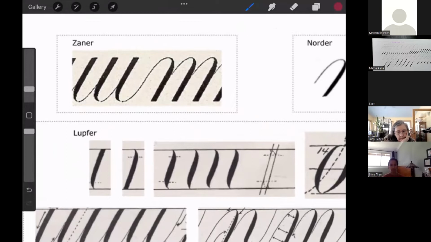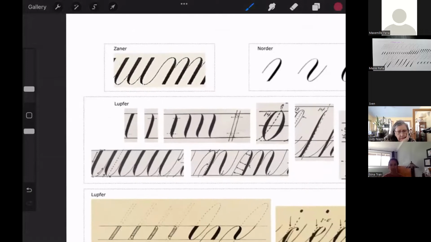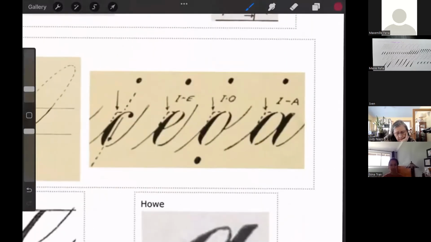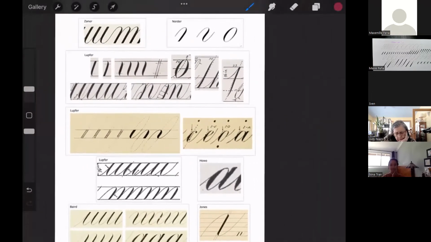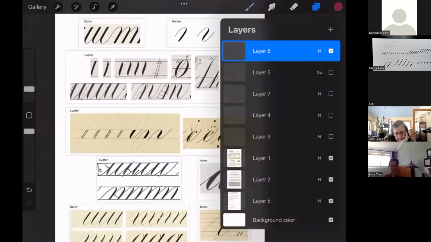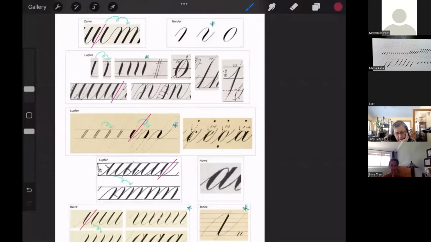And there is a sense of harmony or a sense of belonging together, especially if you look at Lupfer's examples here for C, E, O, and A. He is illustrating how these letters are so similar to your letter I. You can superimpose them. And there's also some form of symmetry in all your strokes. So let me pull up my illustrations.